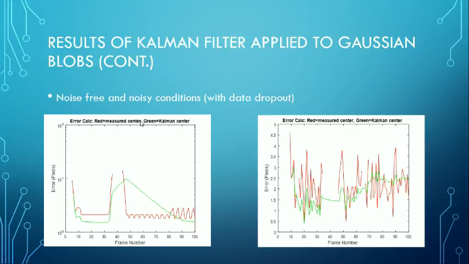And then finally, when we have an intended data dropout with a noisy condition, as we see on the right, we have better results, particularly at the beginning, around about frame 0 to about 70. After that, it gets a little iffy, but we're able to show that using the Kalman filter works. So this is all good news.